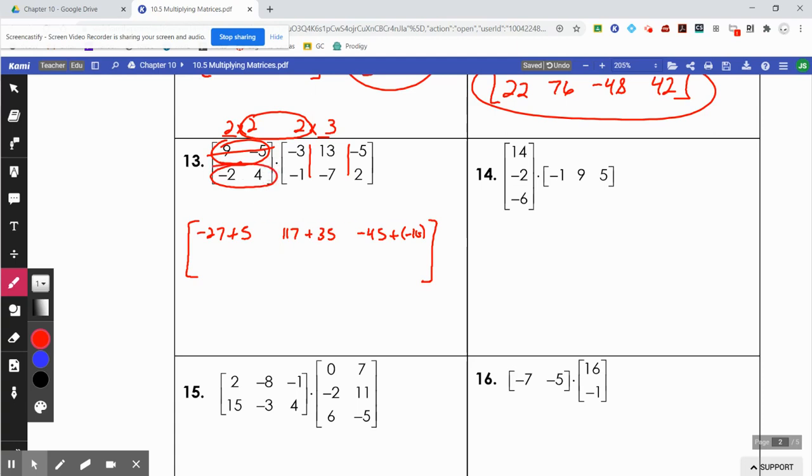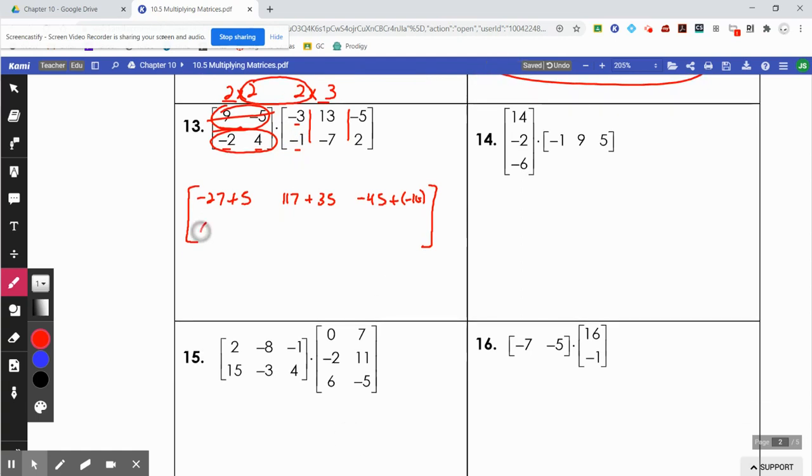Then go to your second row and do the same thing. Pair each piece, each element with each element over here. First with first, second with second. -2 with 3. Notice I'm putting my answers in the second column, or second row. -2 with 3 plus 4 with -1. Second column, -2 with 13 plus 4 with -7. Third column, -2 with -5 plus 4 with 2.